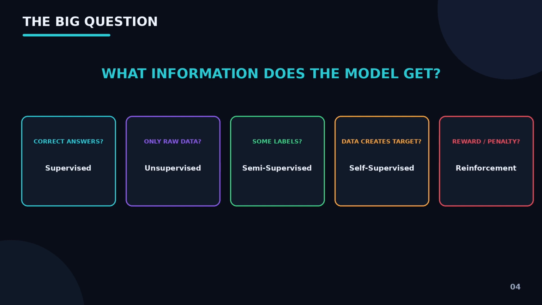The easiest way to understand the types of machine learning is to ask one question. What information does the model receive during learning? Does it receive examples together with the correct answers? Does it receive only raw data and have to find patterns itself? Does it receive a mixture of labeled and unlabeled data? Or does it interact with an environment and learn from rewards and penalties? Depending on the answer, we get different learning paradigms.